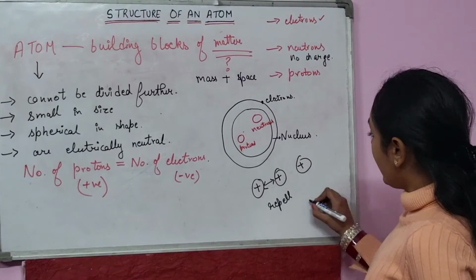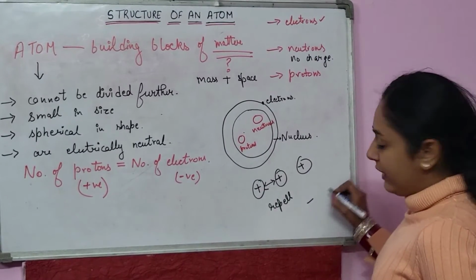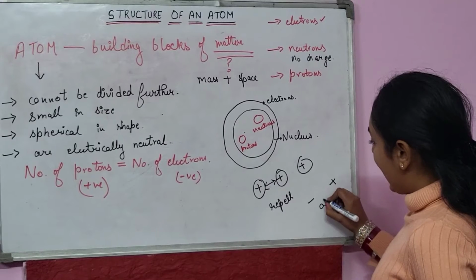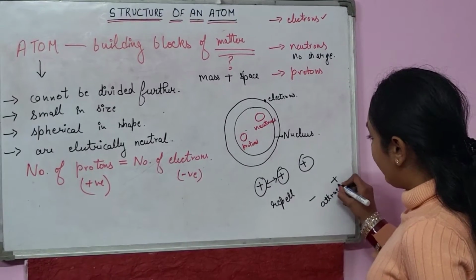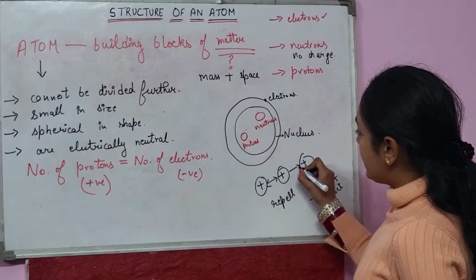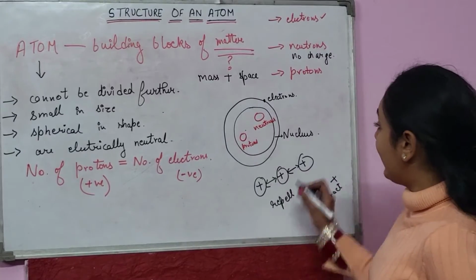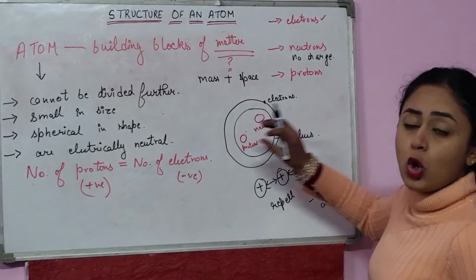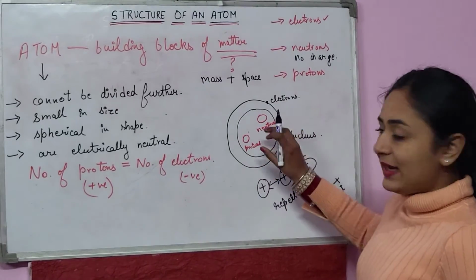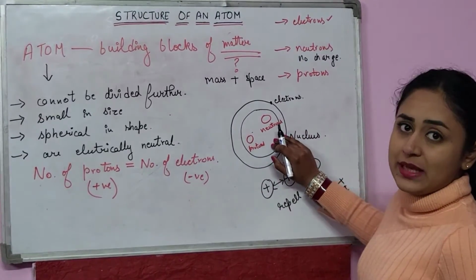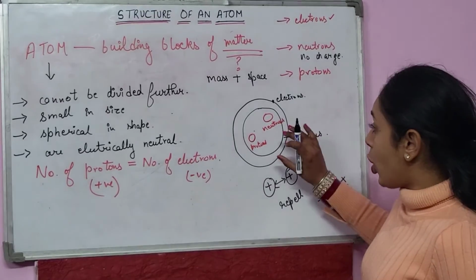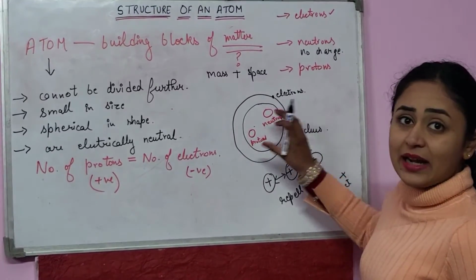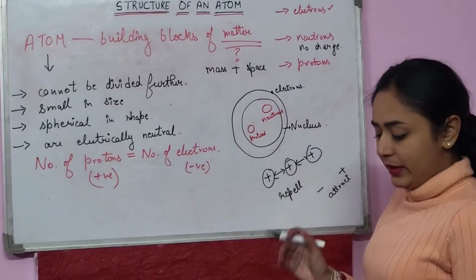And if there is a negative and a positive sign, they attract each other, and if there are similar signs, they will repel each other. And the neutron is present inside the nucleus to stop this repulsion. That is why neutrons are present, to stop that repulsion, so that the atom does not get disturbed.